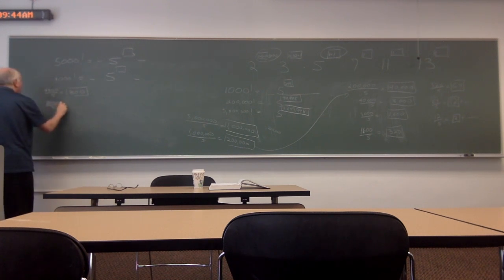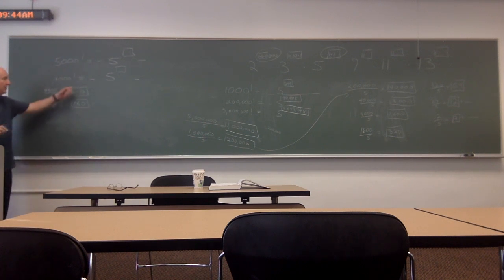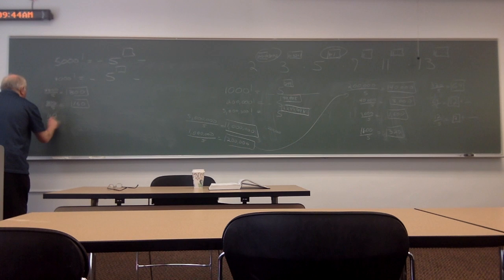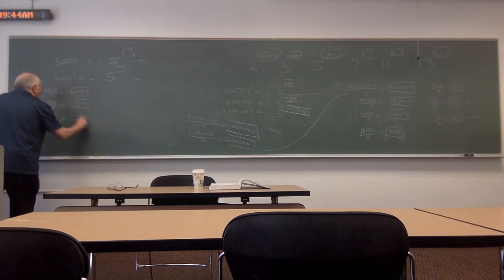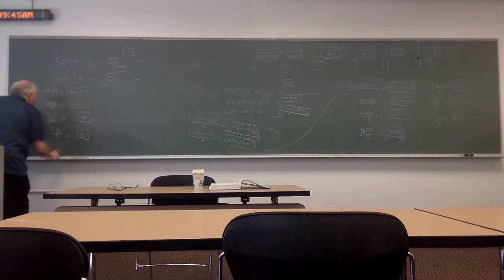800 divided by 5 is 160. Well, that's pretty good because these add up to 960, and if we keep going, we're probably not going to be too much bigger, so we're at least in the ballpark. 160 divided by 5 is 32. 32 divided by 5 is 6. And 6 divided by 5 is 1.